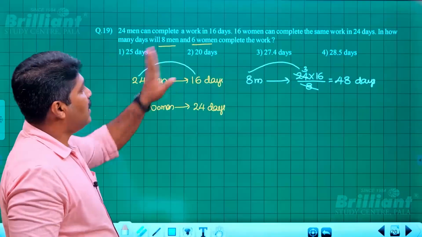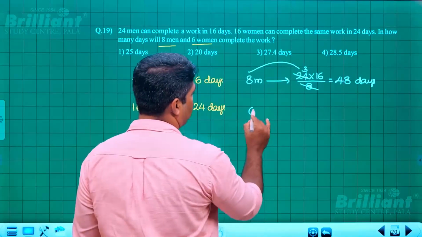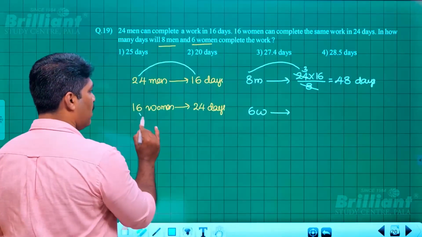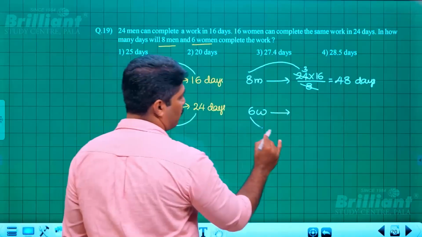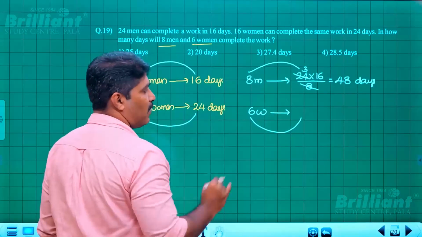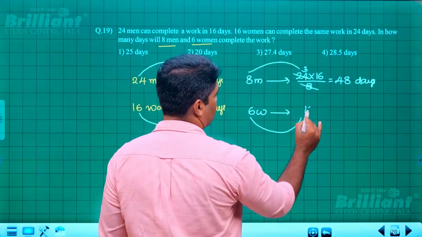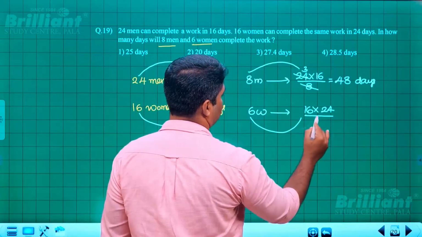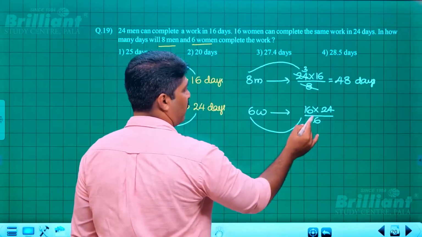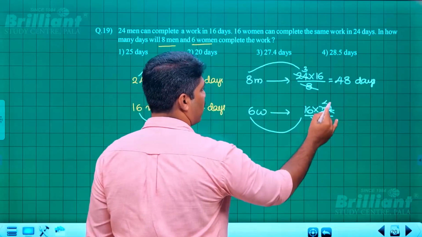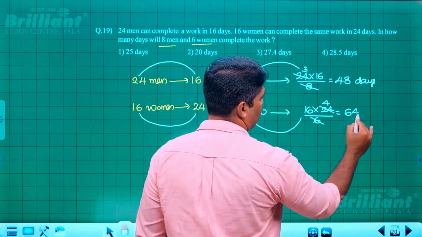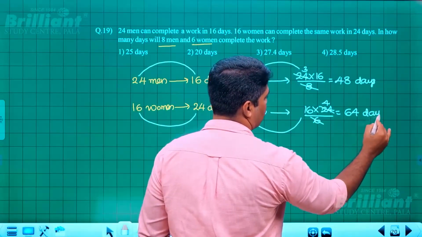Similarly, 6 women, how many days do they require? There also the same logic. The product of these two values equals the product of these two values. Therefore, what is the step here? This is 16 into 24 by 6. This time we can simplify these values. This is 4 times, and 16 into 4 is 64. So they require 64 days.